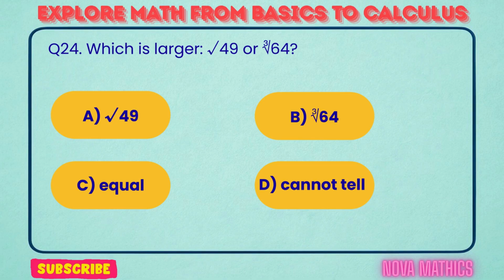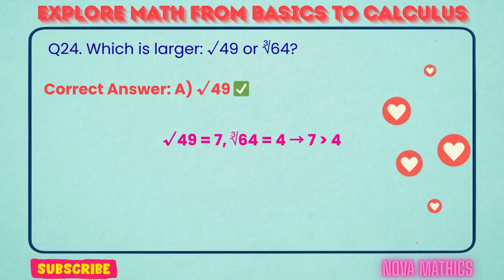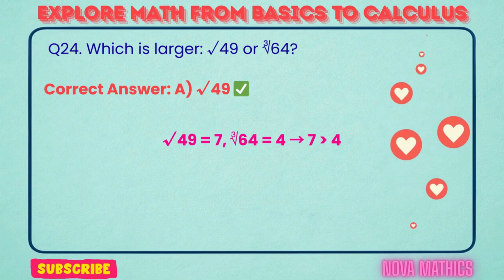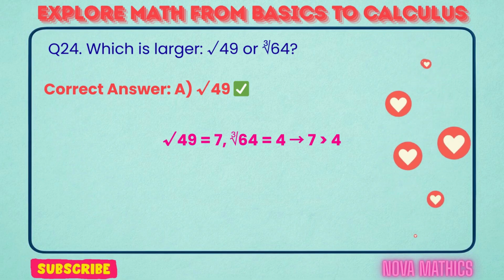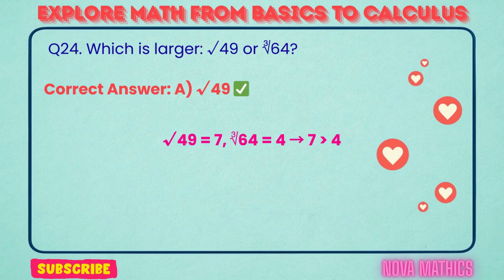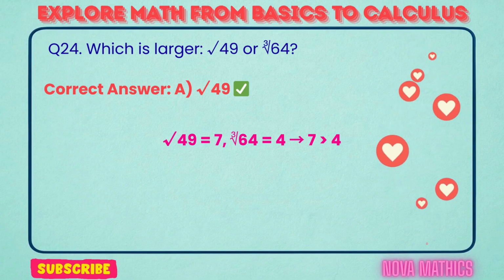24. Which is larger, the square root of 49 or the cube root of 64? Correct answer is square root of 49. Square root of 49 equals 7. Cube root of 64 equals 4. And 7 is greater than 4. So the square root of 49 is larger.